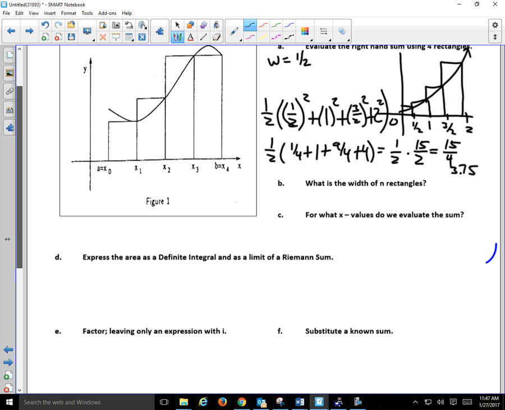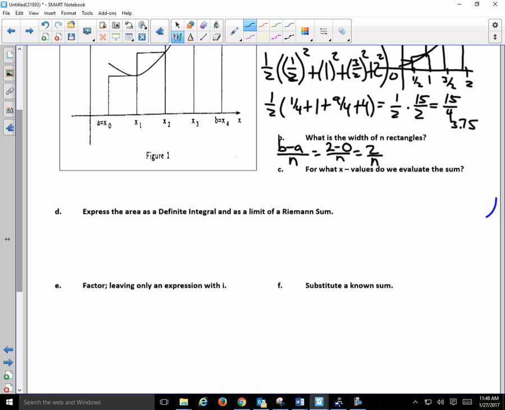What's the width of n rectangles? B minus A over n. 2 minus 0 over n will be 2 over n. That's the width of n rectangles. Everybody has to be okay with that. Is everybody all right? Okay, we want to figure out where we evaluate the heights.